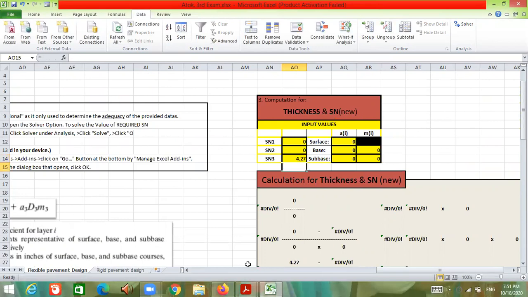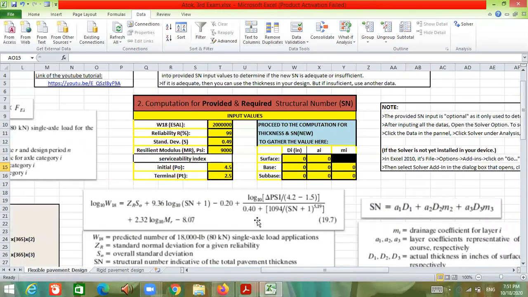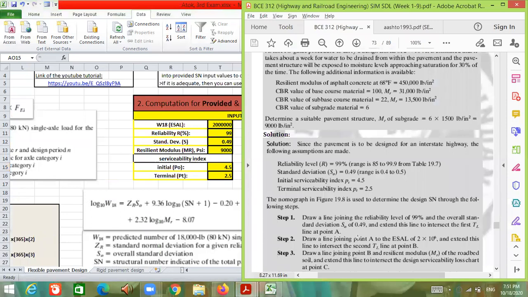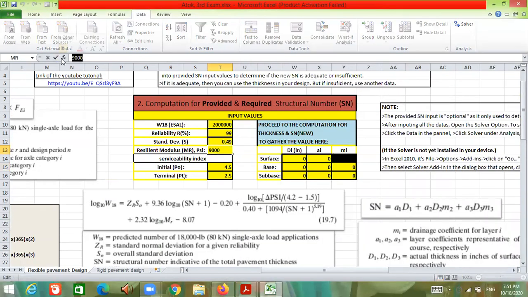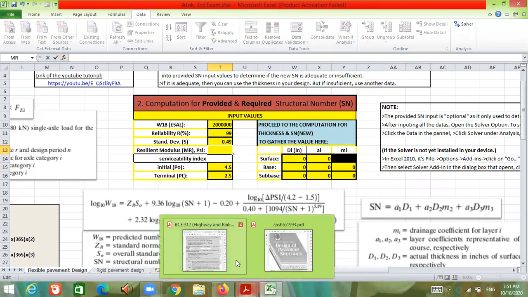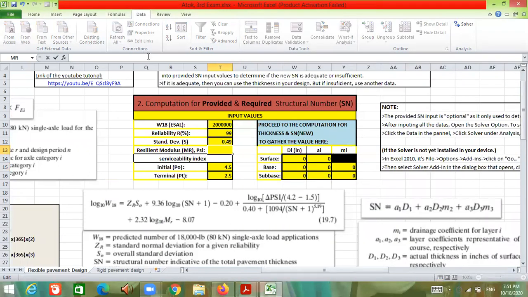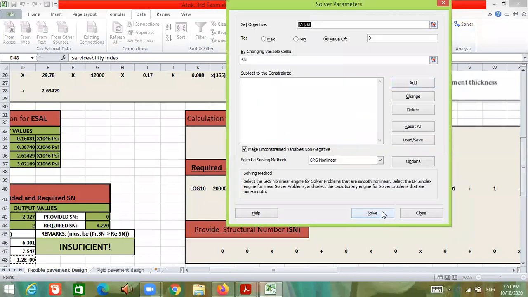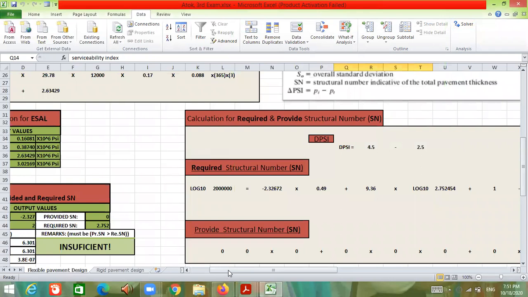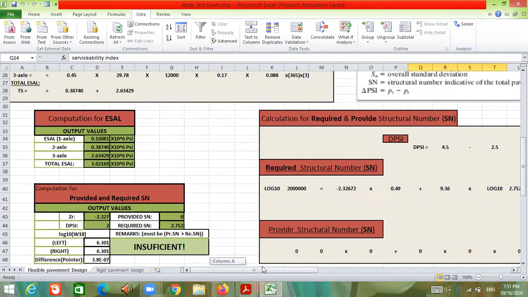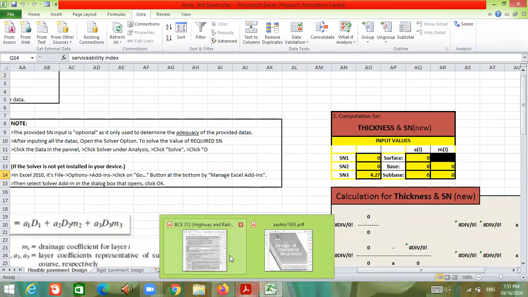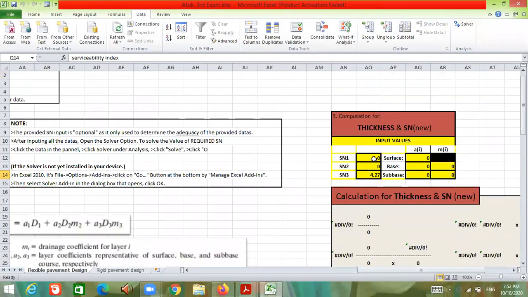4.27. And for the other structural number, we are just going to change our resilient modulus using this CBR value of base course material of 31,000 pounds per square inch. And here, we are just going to change the value into 31,000. And then click Solver again to shift solve and find the value for our required structural number. And for our required structural number, we got 2.752. And since it is the base material for our CBR, we are going to input it here in our first structural number, which is 2.75.